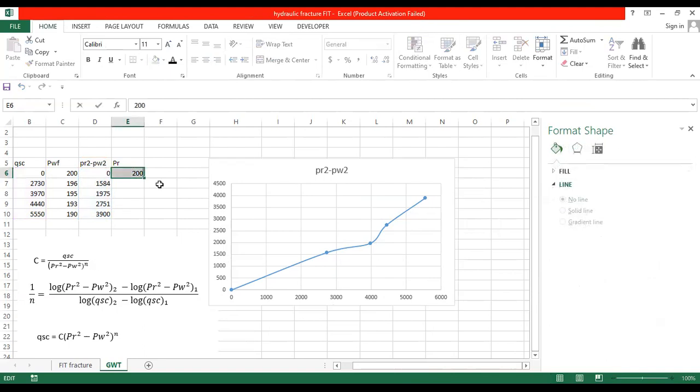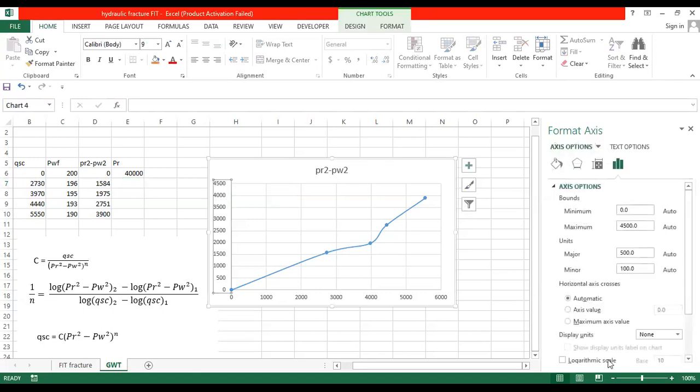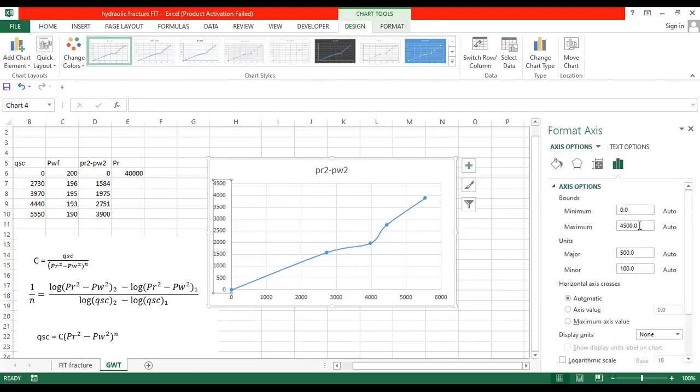That will be simply 200 square, which is 40,000. So we need to extend this equation until we reach 40,000 on the y-axis. That means we need to adjust the y-axis first. I'm going to give the limits for the y-axis, minimum as 0 and the maximum to be 40,000. So I will make it as 50,000.